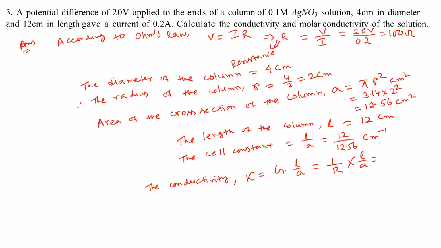The value of R we have already got and the value of L by A we got. We put that: 1 by 100 times 12 by 12.56. If we calculate, we get 9.55 times 10 to the minus 3 S centimeter inverse. So we calculated now the conductivity. Now we can calculate molar conductivity because the concentration of the solution is given.